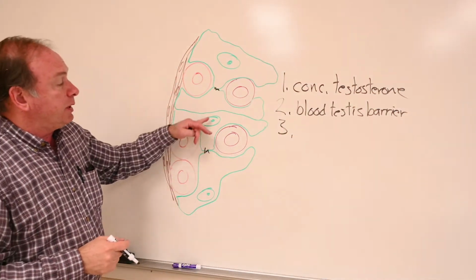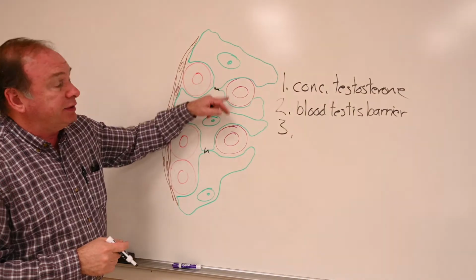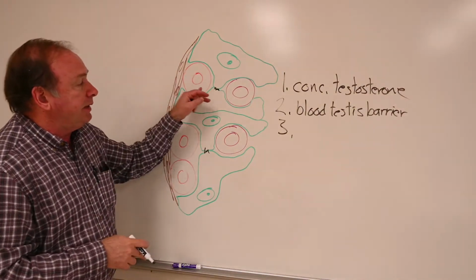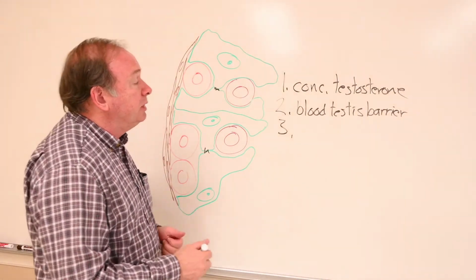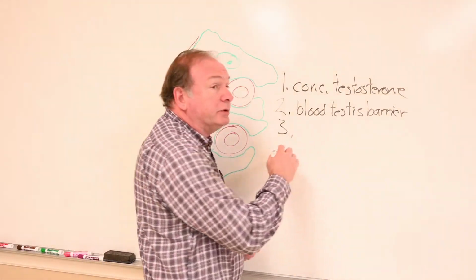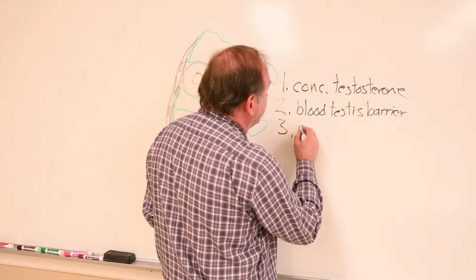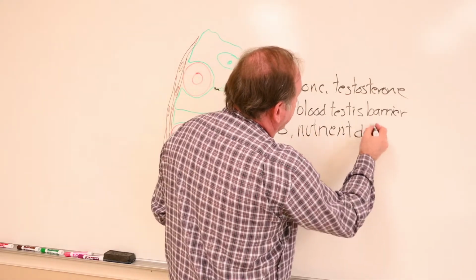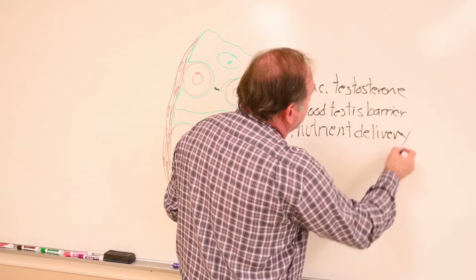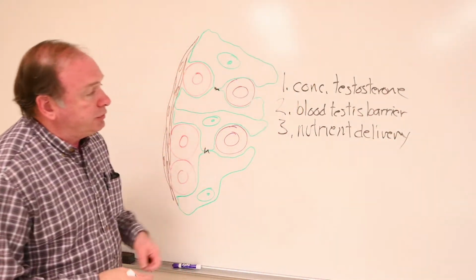Number 3 is nutrient delivery to these cells. These cells undergo some growth still, even after they divide here, so sometimes your primary spermatocytes are fairly large. So anyway, that growth requires nutrient delivery. They nourish those cells.